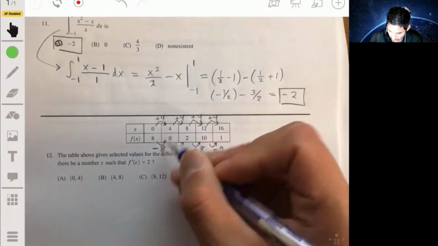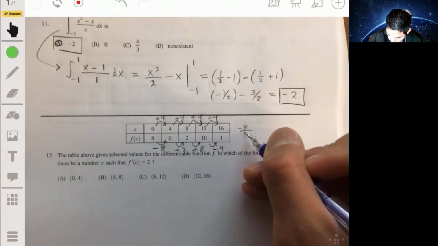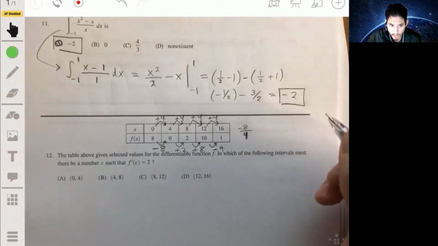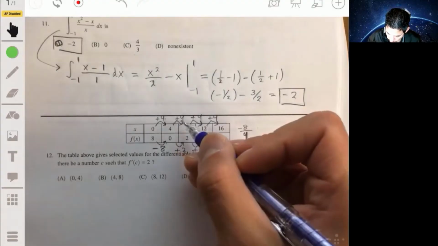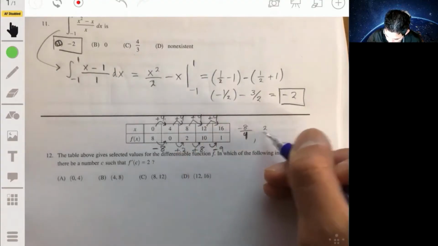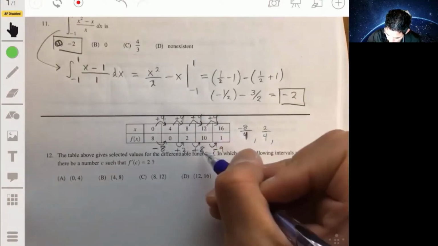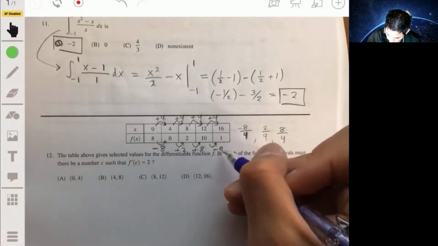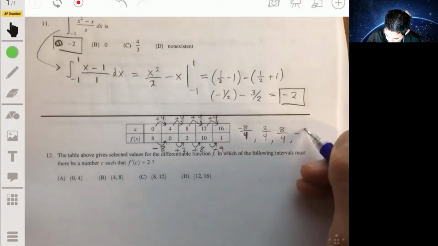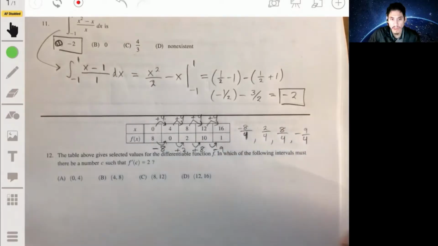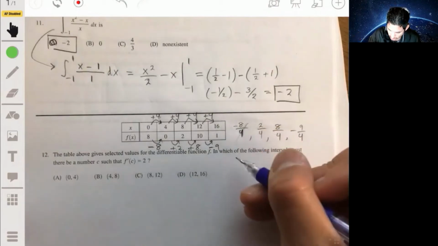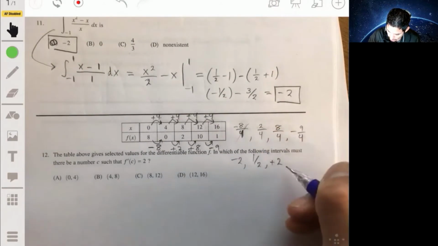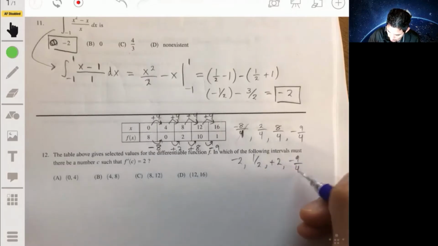We have first negative 8 over 4. Then we have 2 over 4. Then we have 8 over 4. And then we have negative 9 over 4. If we simplify this, it'll be negative 2. That'll be 1/2. That'll be positive 2. And that'll be negative 9 over 4.